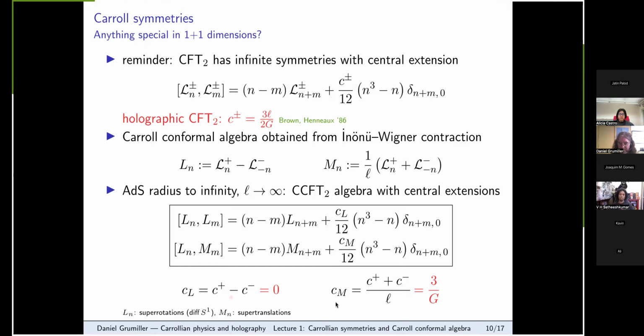But CM, curiously enough, at first glance, you might think it's going to be 0 because it's C plus plus C minus divided by L, and L goes to infinity. However, note that C plus and C minus scale linearly in L. So these factors L cancel, and you just get 3 over G. So you get something that is non-zero. And weirdly enough, it's dimensionful.